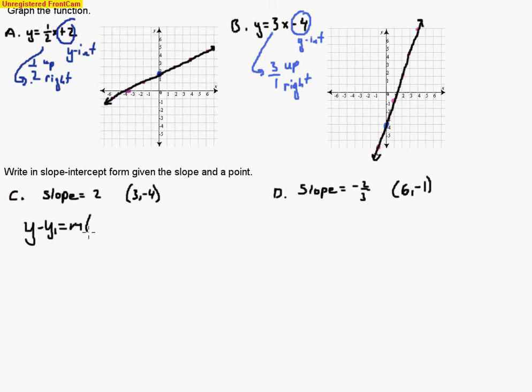So point slope is that y minus y1 equals m times x minus x1. You take the slope, 2, you put that in for m. You take the 3, which is x, you put that in for x1. You take the negative 4, which is y, that goes in for y1. And then we simplify. So what we've got is this. We've got y minus negative 4 equals 2 times x minus 3.